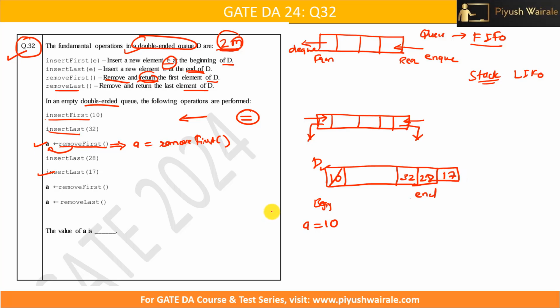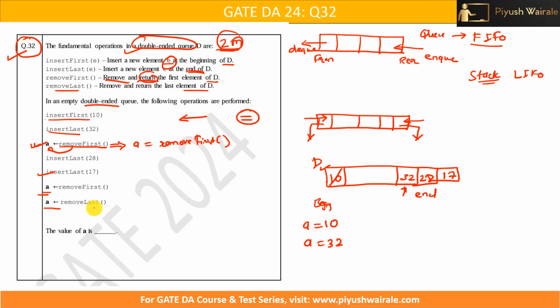Now A equals remove first. Which is the first element in this queue? It is 32, because 10 we already removed. At this point I have already removed the 10, so 32 is my first element. I will remove this 32 and store it in variable A. Now the value of A becomes 32, so we update this value to 32.